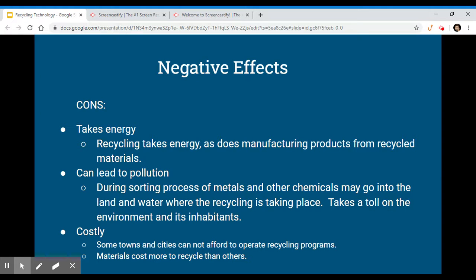And lastly, it's very costly. Some towns and cities cannot afford to operate recycling programs, unfortunately, and materials cost more to recycle than others.